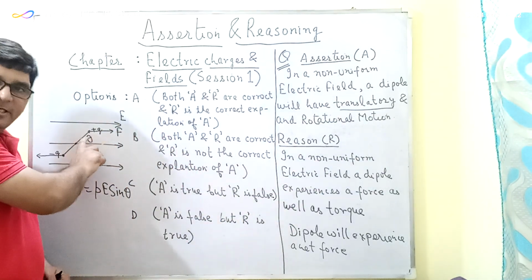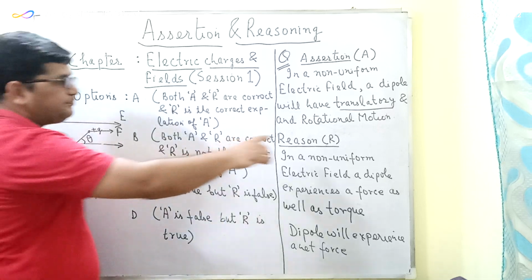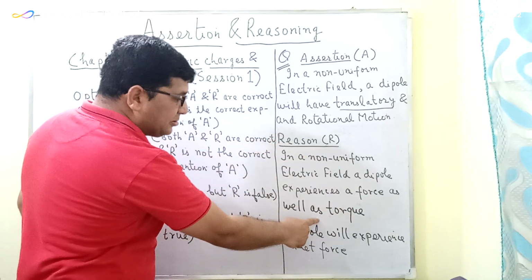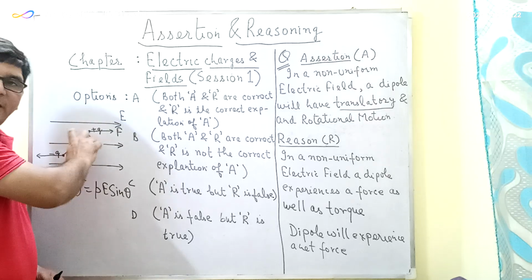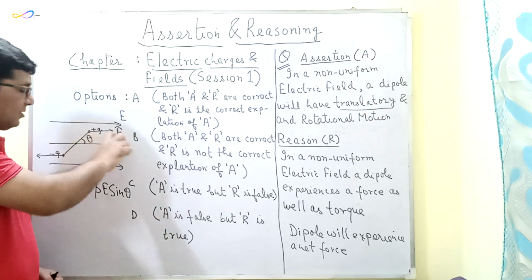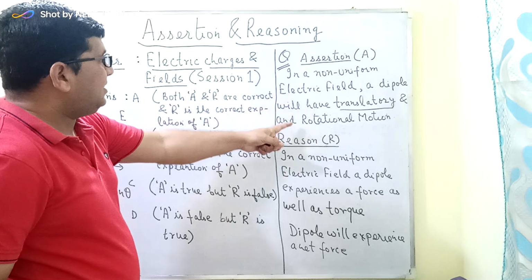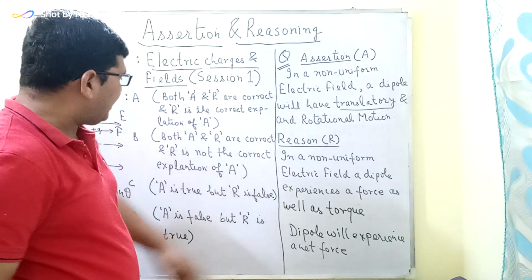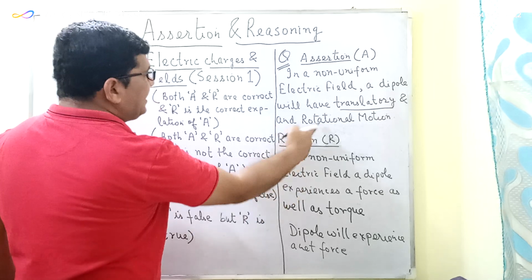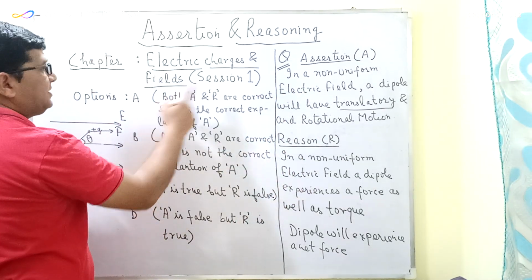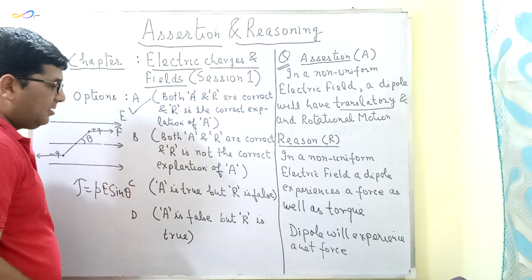At the same time, this dipole will also experience a torque which will try to align this dipole along the direction of the electric field. So in this case the assertion is correct, the reasoning is also correct, and this reasoning is the correct explanation for this assertion. So the correct option will be A.